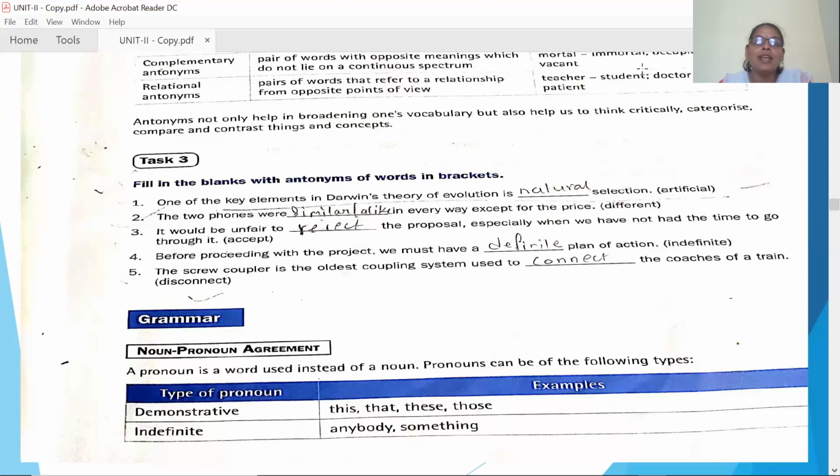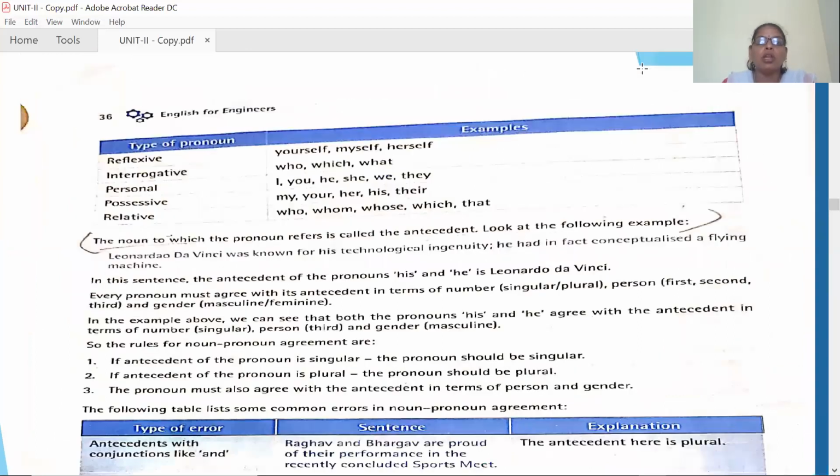Coming to the next one, indefinite. Definite is something in particular. Indefinite means not in particular. So when you are talking about anybody or something, you take the help of indefinite pronouns. And the third one, the reflexive pronoun. Reflection of yourself. When you are talking about reflection of yourself, you use reflexive pronouns like yourself, myself, herself, himself. We are talking about our own self.